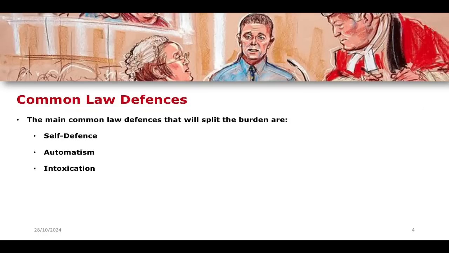Intoxication or drunkenness is also a common law defence that can lead to an evidential burden, a burden that is placed onto the defence. And then finally, the common law defence of duress, acting under a sense of duress. Most commonly, this is duress by threats, i.e. somebody threatens serious bodily injury to you or to a loved one, and that forces you to commit some kind of crime under their control.